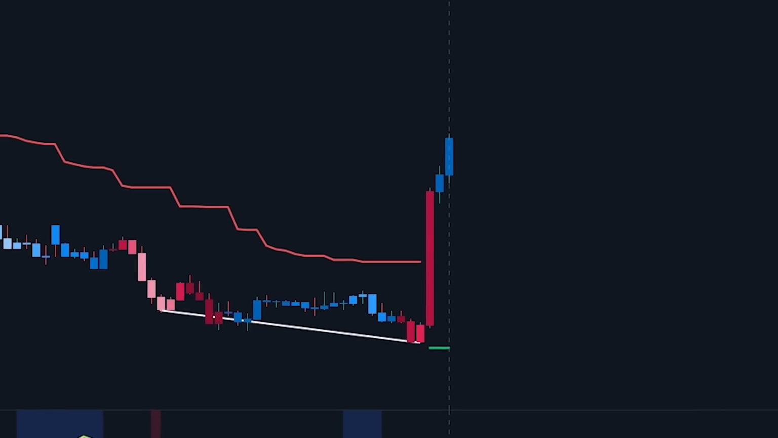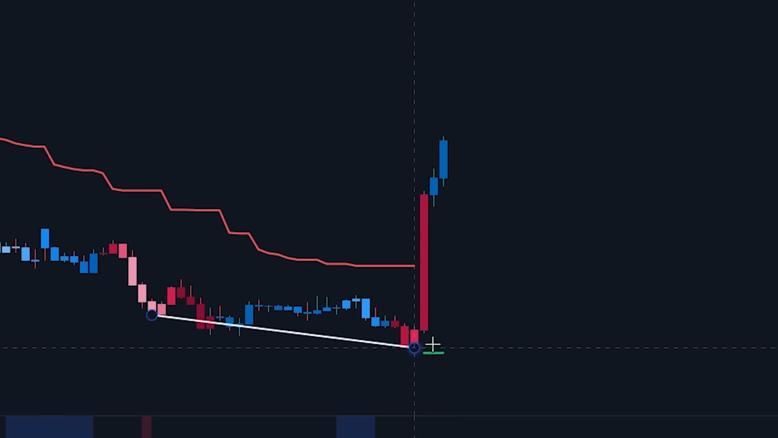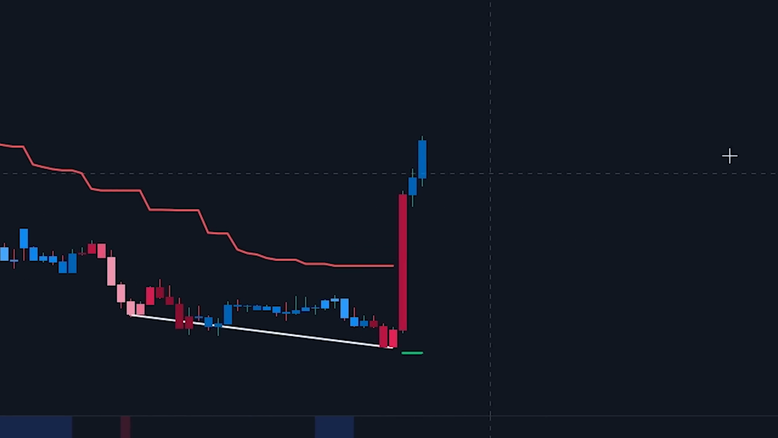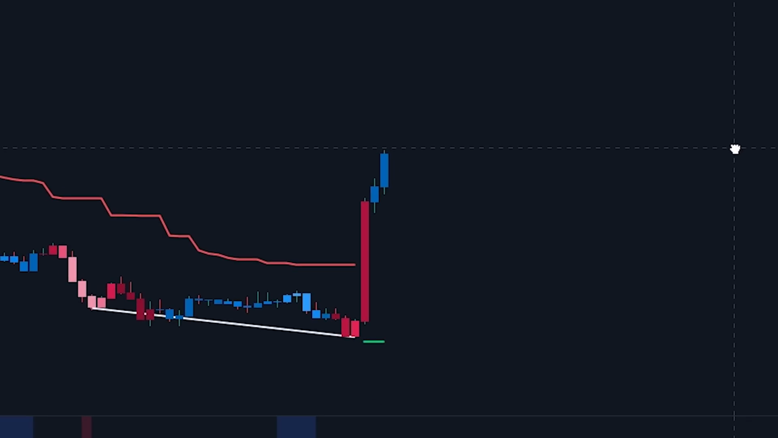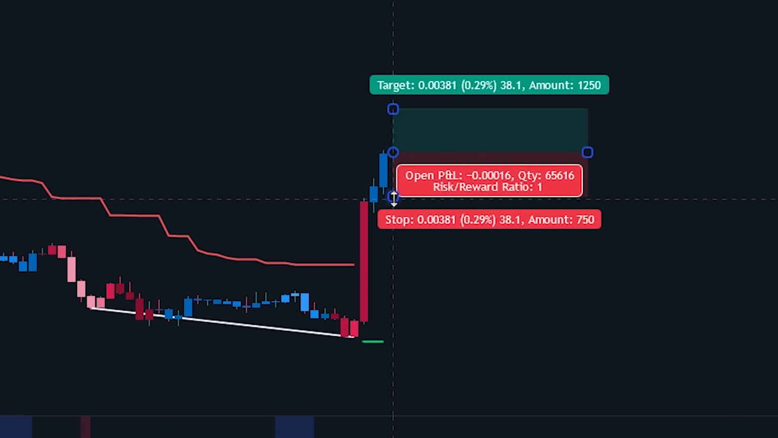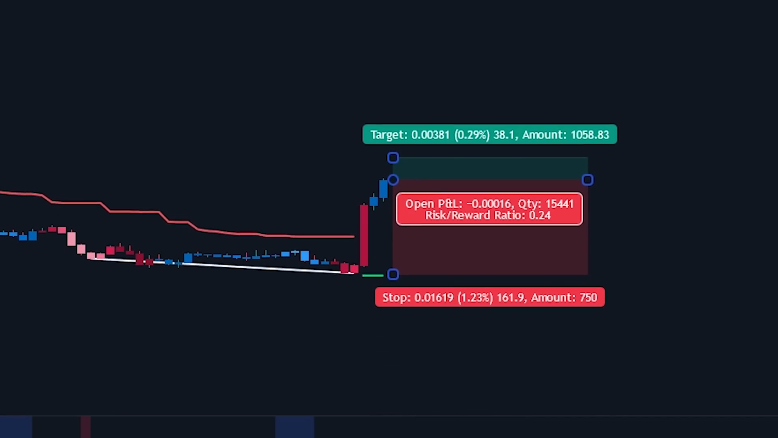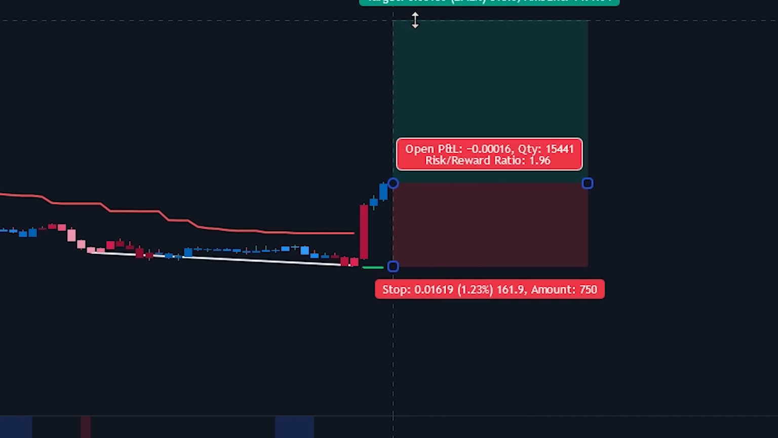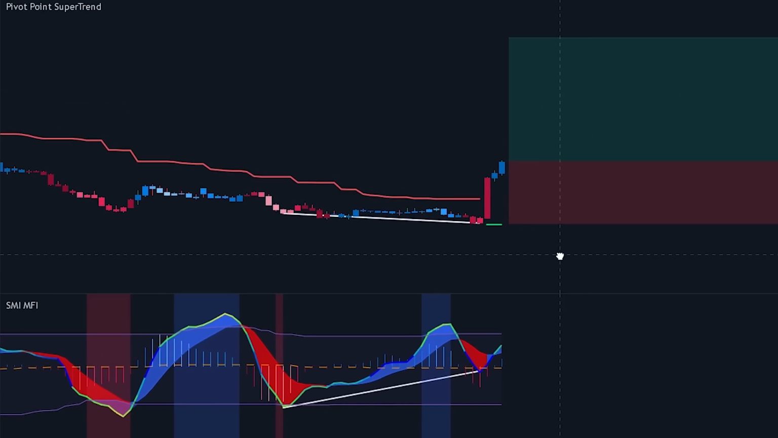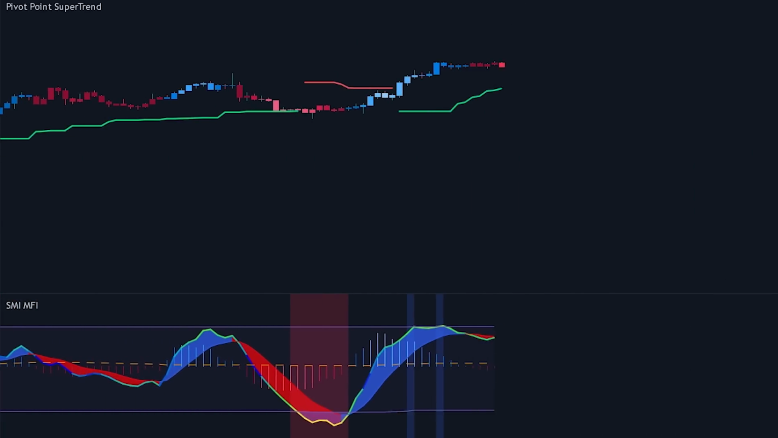Finally, upon checking the Pivot Point Supertrend indicator, we can see that it's green, indicating that the longer-term trend switched to bullish. When combining all of these signals, it becomes clear that it's a good idea to enter into a buy position. So let's enter into a buy position here. We will be placing the stop loss at the recent swing low. For the take profit, we will be targeting a 2x risk to reward ratio. Now let's see how the trade plays out.